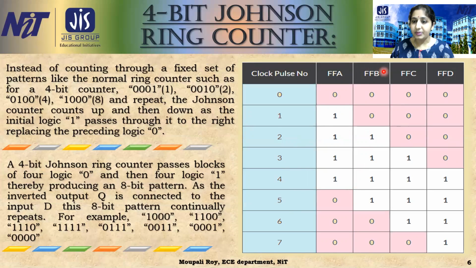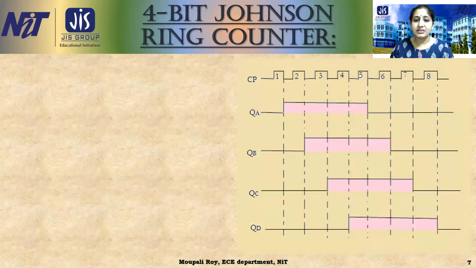So for flip-flop B, suppose this is the output from QA, this is the output from QB, this is QC, and this is QD. Then this is from clock 1, 2, 3, 4, this is for 2, 3, 4, 5, this is for 3, 4, 5, 6. So in this way, starting from the first one, for the first 4 we are getting this output.